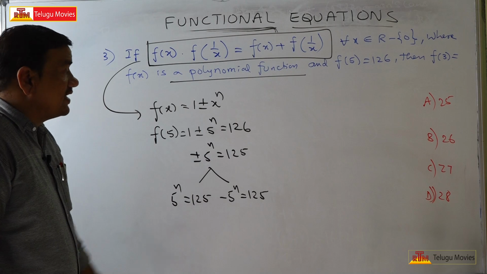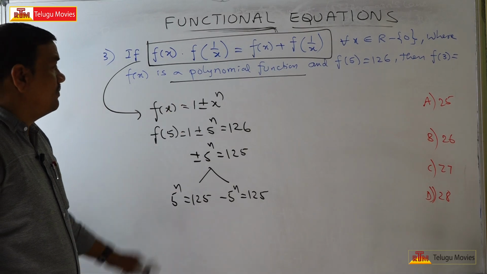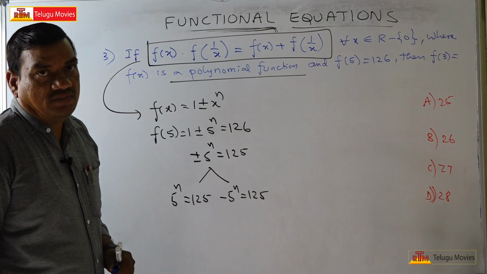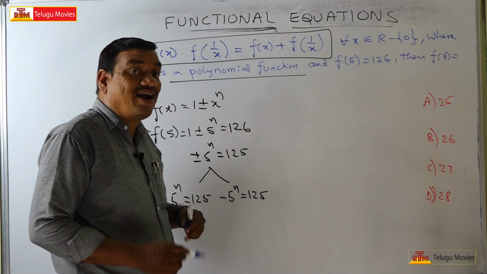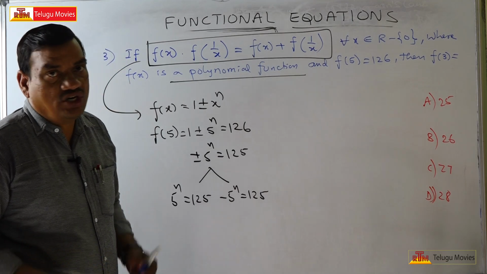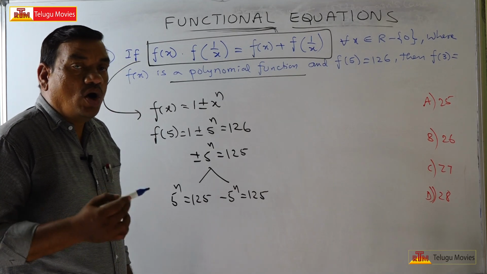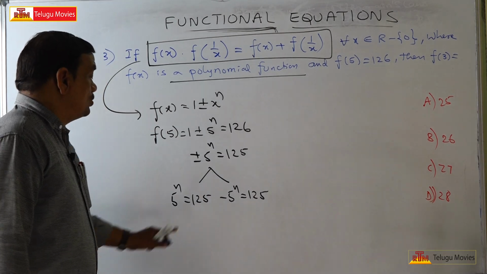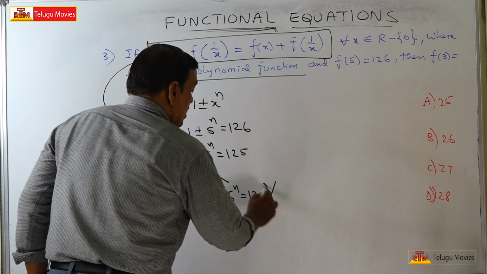Which will be correct? Already I told you that n is a natural number. Why? Because f of x is a polynomial function. n cannot be a fraction, rational number or irrational number. It should be either 0 or 1, 2, 3, 4, and so on to infinity, right? So that's why this cannot be possible.